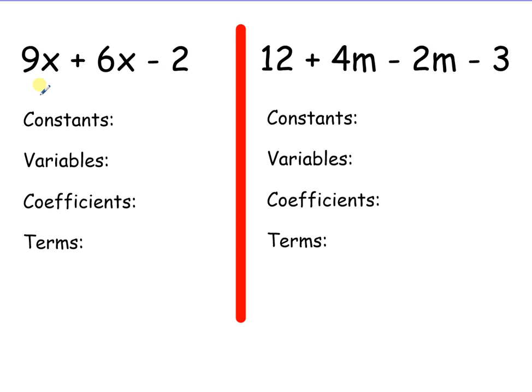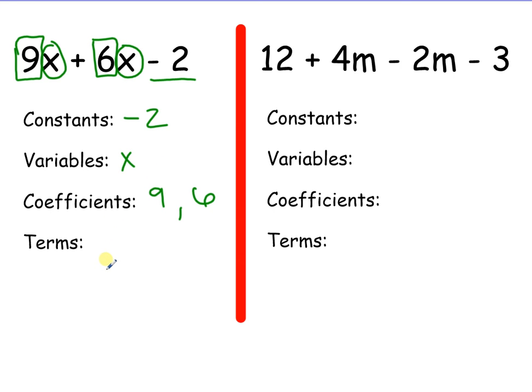So we look at the first one, 9x plus 6x minus 2. I'm going to go a little bit quicker on this one. So first we have our constant, that's our number by itself. I know a lot of you caught that minus sign in front of it. So your constant is going to be negative 2. Your variable appears twice, but it's the same one, so it's x. Your coefficient is the number in front of the variable, so you have a 9 and you have a 6. And last but not least, we're going to list out our terms. The first one is 9x, the second one is 6x, and the third one is, you guessed it, negative 2.